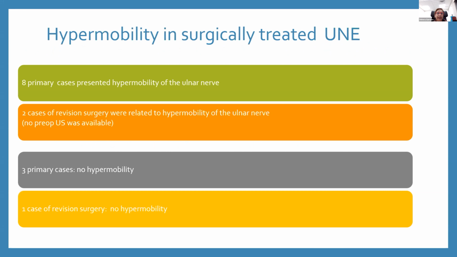Specifically, 8 primary cases presented hypermobility of the ulnar nerve, whereas 2 of the cases of revision surgery also presented hypermobility of the ulnar nerve, which I do not know whether it was a pre-existing condition before the first surgery, because these patients were operated without a pre-op ultrasound.